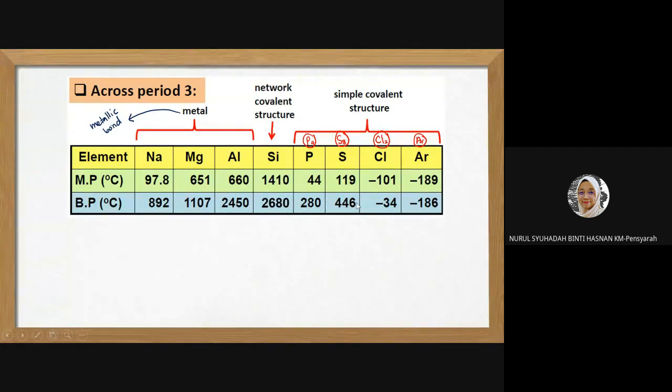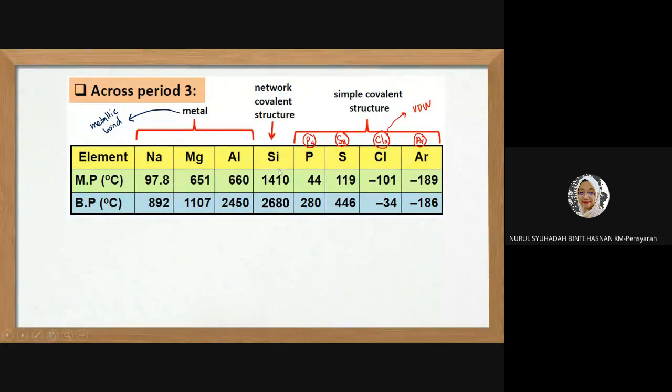Jadi since dia adalah covalent compound dekat sini, so the intermolecular forces yang dia ada adalah van der Waals forces. So weak van der Waals forces between the molecule. Jadi the melting point and the boiling point will become lower dekat sini. And lastly, untuk silicon, kenapa dia punya melting point and boiling point is much higher than the metallic point?